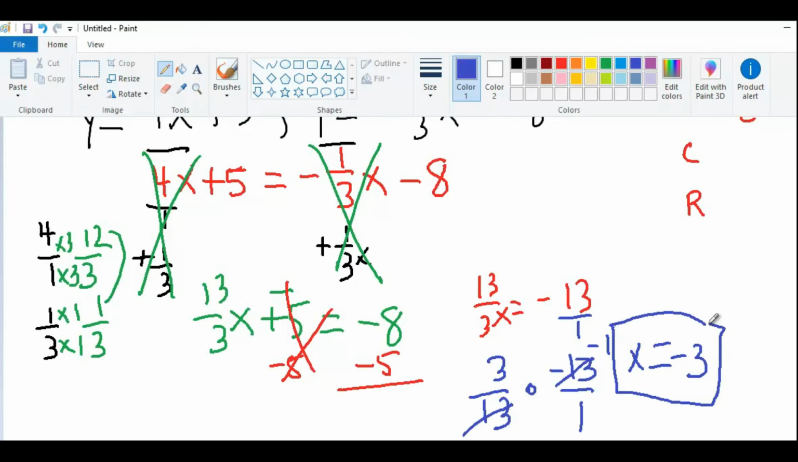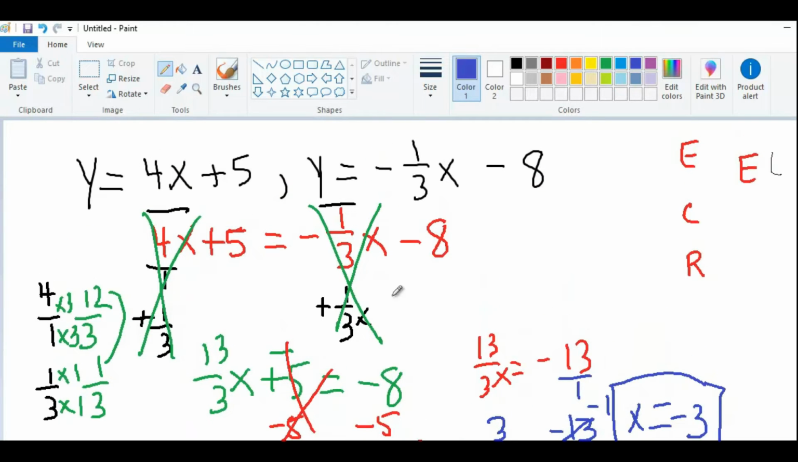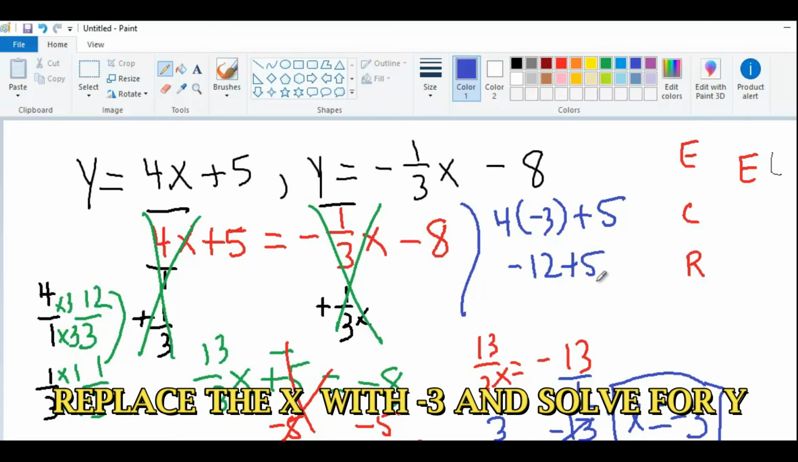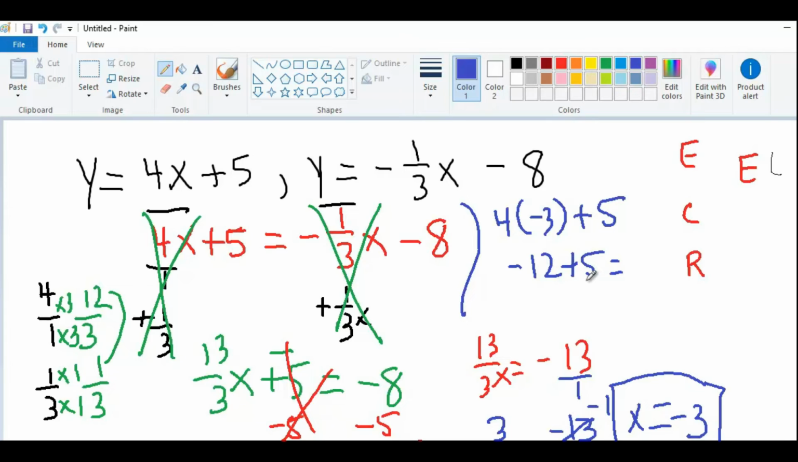Now this is part of our answer, right? You could choose either one of these to put this negative 3 in. I wouldn't choose this one. It's a harder problem, right? Negative 12 plus 5 is what? The signs are different, what do we do? Negative 7. Thank you. So y is going to be equal to negative 7. The way we write this out is negative 3, negative 7. This is how your answer is going to be right here.